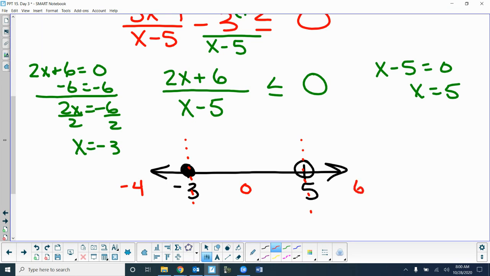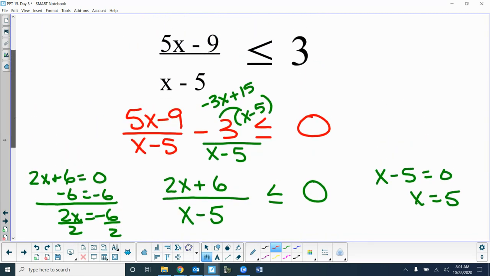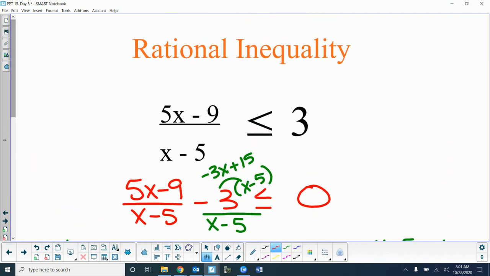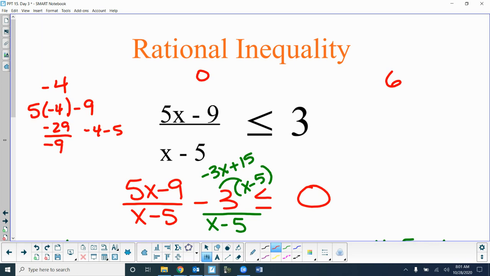So it's the same thing as yesterday. But you do the original problem. Don't do the one you changed it to. Do the original. Okay, so we're going to put -4. What was it? -4, 0, and 6. And see if it's less than or equal to 3. So 5 times -4 is -20, minus 9 is -29, over -4 minus 5, which is -9, right?